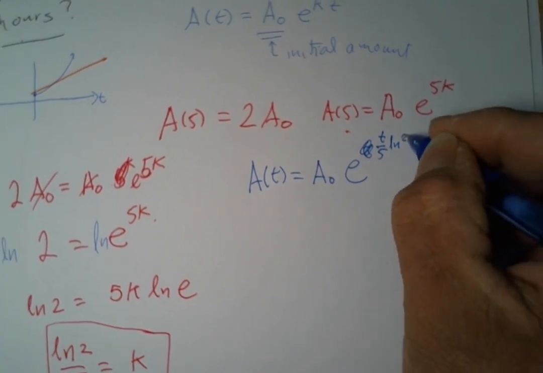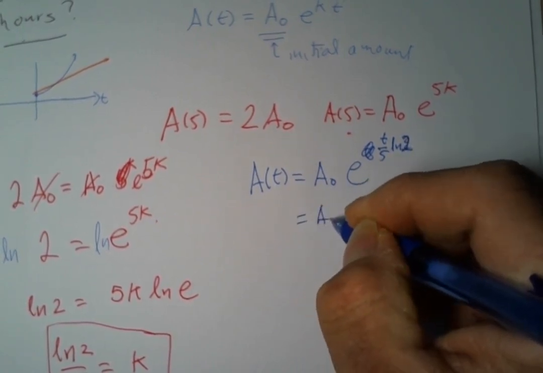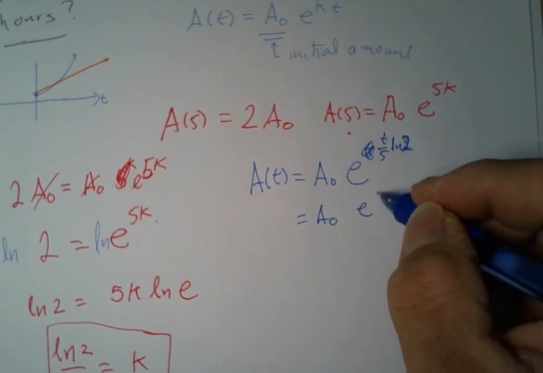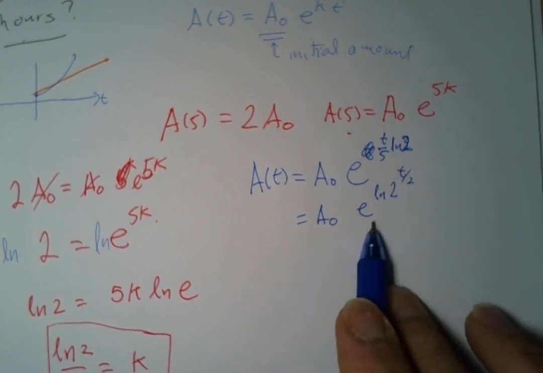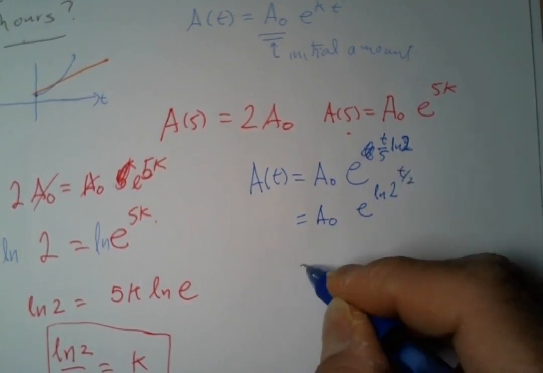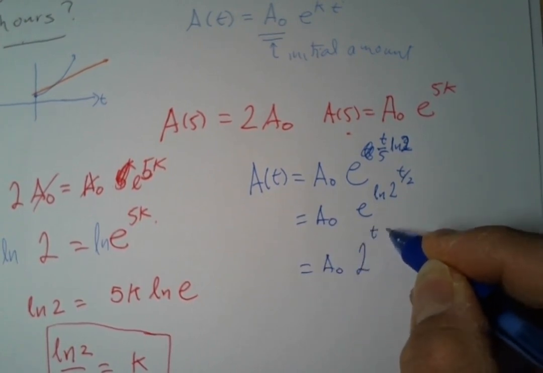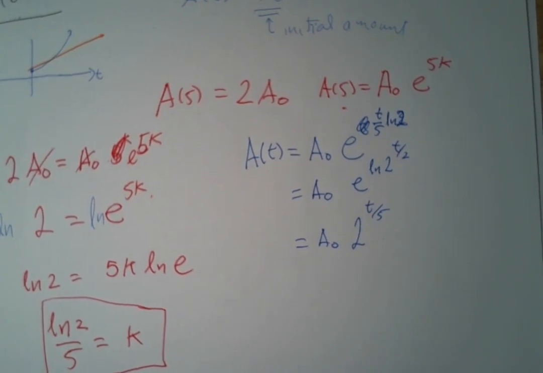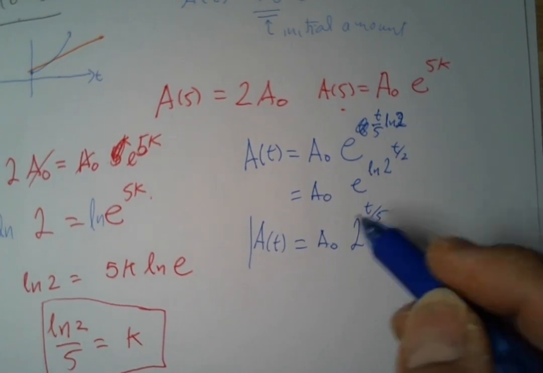All right, and we can actually simplify this further using properties of logarithms and the inverse property. I can rewrite this as e to the ln of 2 times t over 5, and e to the ln of 2 is the inverse property, so I get A equals 2 to the t over 5. All right, and now we have our model. Like I said, this is the hardest part.